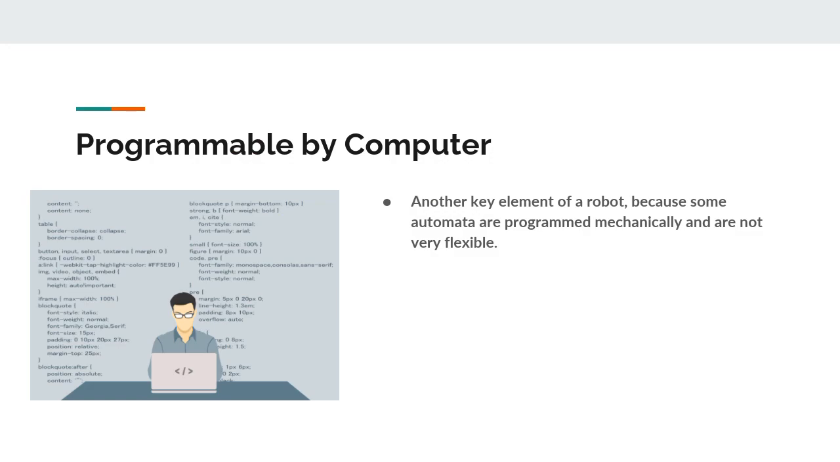Now coming to the second keyword, that is programmable by a computer. This is another key element of a robot, because some automata are programmed mechanically and they are not very flexible. On the other hand, computers are found everywhere, so it is hard to use this criterion to distinguish a robot from a machine.